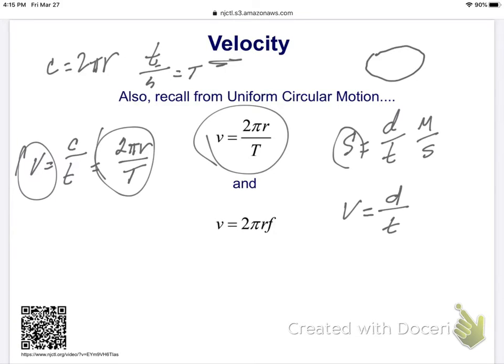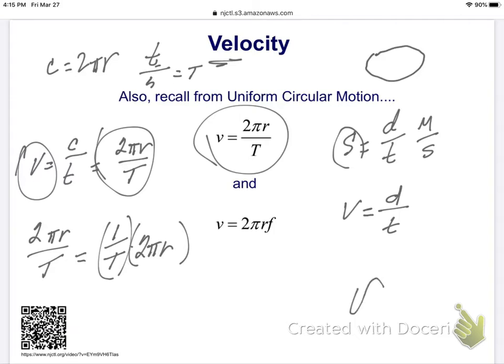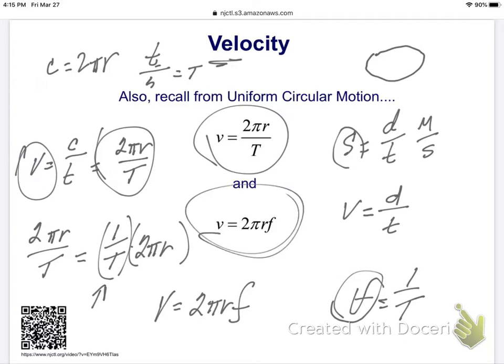Now we also can break this 2 pi r over t. That would equal 1 over t times 2 pi r. Right? And we know that frequency equals 1 over period. So we can put in frequency for 1 over t, and we now have velocity equals 2 pi r f. This equation.